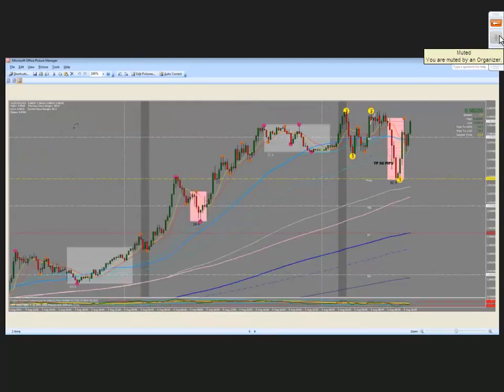All right, here's USD Canadian. You have vector right out of the box. 1, 2, 3 to the high, right? A quick pullback. They hit it again, failed to take it.